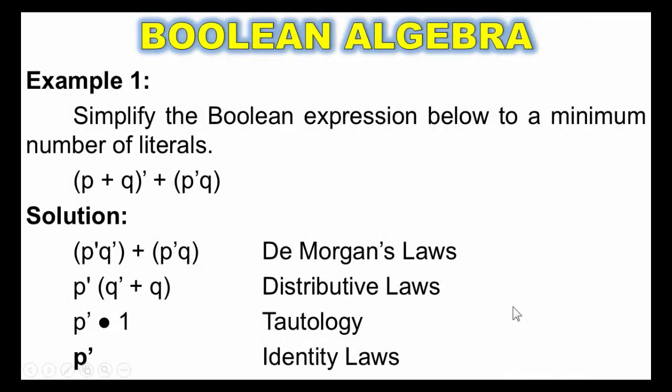To apply the different logical equivalences, let us solve an example problem. Example number 1. Simplify the Boolean expression below to a minimum number of literals. Not of the quantity P or Q, or quantity not of P and Q. To simplify this Boolean expression, we first examine the Boolean expression from left to right.